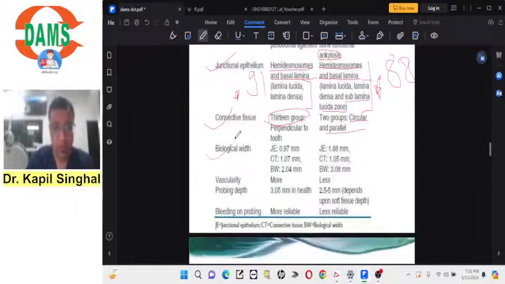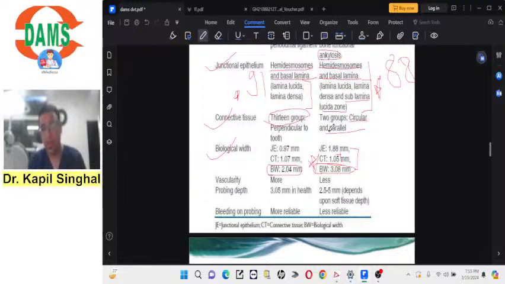Next, biological width in natural tooth is 2.04 mm, we know, and in an implant it is 3.08 mm. It is a sum total of junctional epithelium, that is 1.88 millimeters, and connective tissue, that is 1.05 millimeters. So it is 3.08 millimeters. So they may ask you, biological width is more in implant or natural tooth? So it is more in implant. It is around 1.04 mm more.